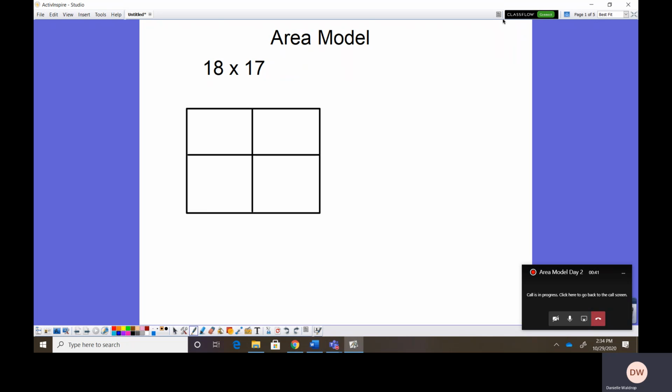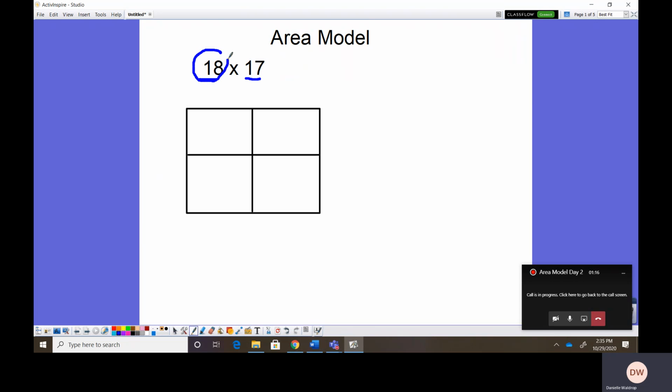All right, so let's start with our first problem. They have an example problem on there for you, of course, that you can always refer back to. But let's start with 18 times 17. Remember, just like yesterday when we did a 2-digit by 1-digit, it's still the same process. It's just going to have a few more boxes and a few more steps to go with it, okay? I need 4 boxes because I have a 2-digit number times a 2-digit number. So I have a 1s, a 10s, a 1s, and a 10s. I need 4 boxes because I have 4 places.